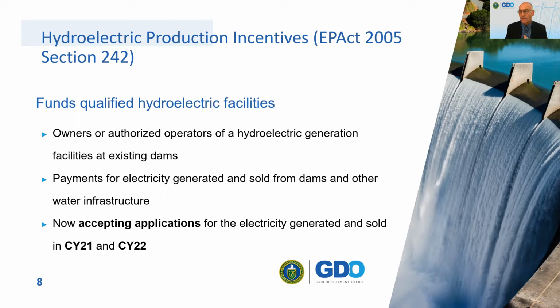Now, quickly, I'll go through some of these provisions to set some context here. Here's our old friend 242 that we've been implementing since 2014, the Hydroelectric Production Incentives. As most of you probably know, these are funds for qualified hydroelectric facilities, owners and operators of hydroelectric generation facilities at existing dams. This is for payments for electricity generated and sold from dams and other water infrastructure. And we are currently accepting applications for electricity generated and sold, not only in calendar year 21, but also in calendar year 22. So this is the first time, because of the long-term funding provided by the bipartisan infrastructure law, that we will be asking for generation records from 2 calendar years.